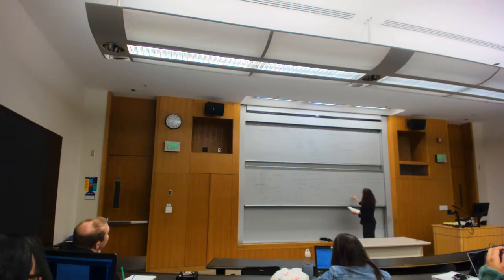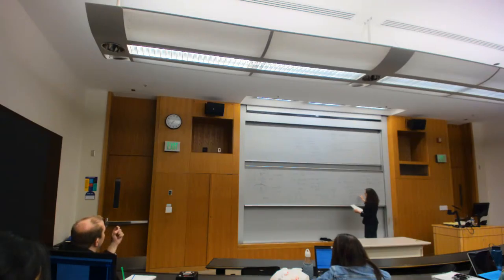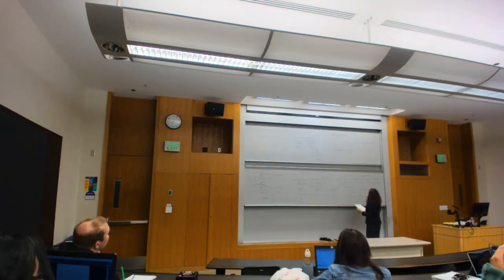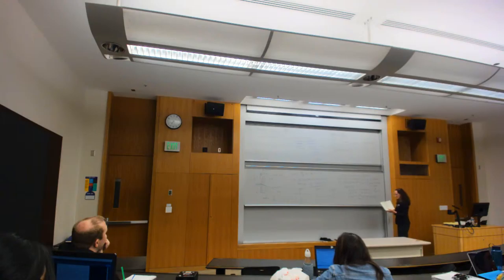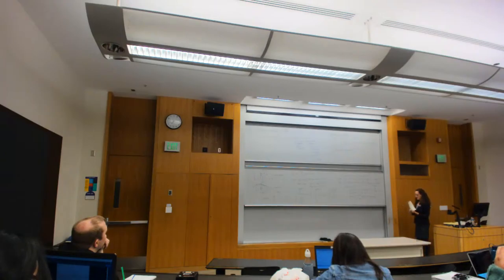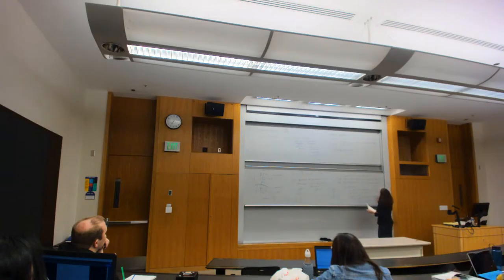And then the output y of t goes to this integration of g(t, tau) u of tau. So this would be your output, right? In the most general sense, it could be linear time varying, or it could be linear time invariant. This would be your output.